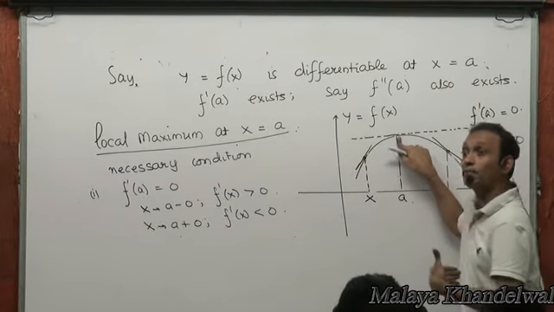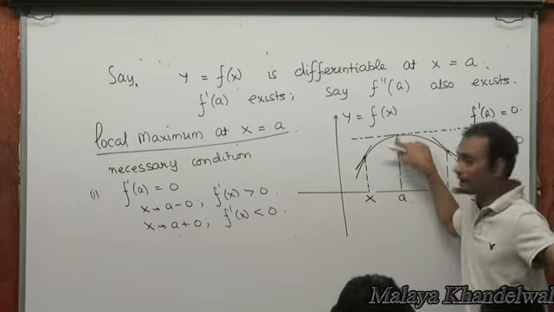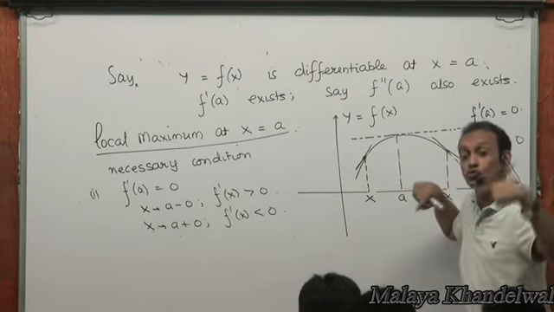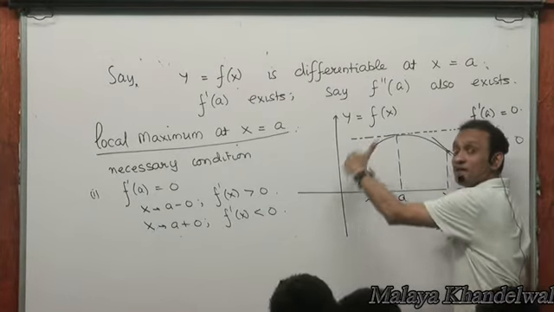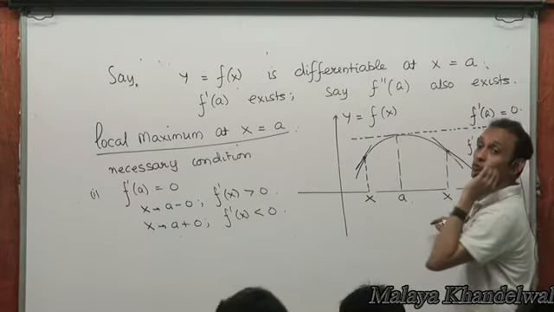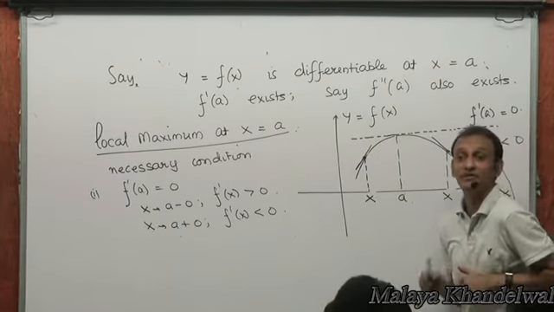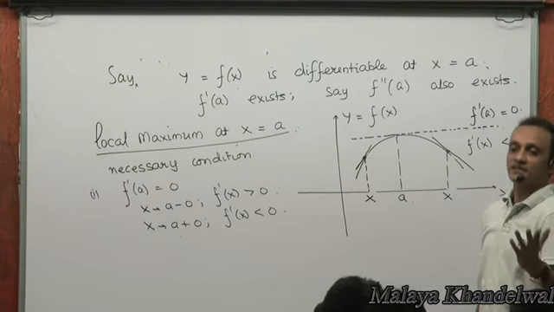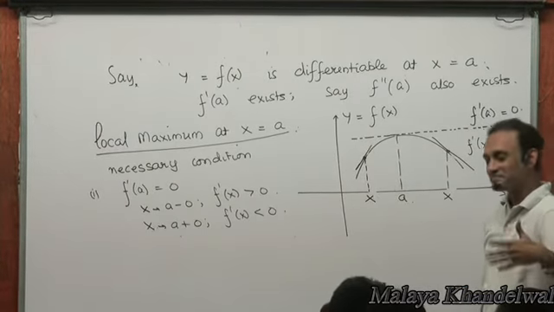If a function has a local maximum at x equal to a, then 1, f dash a must be 0. The tangent at x equal to a must be parallel to the x-axis. 2, to the immediate left of x equal to a, f dash x must be positive. To the immediate right of x equal to a, f dash x must be negative. Yes, exactly. You're right.